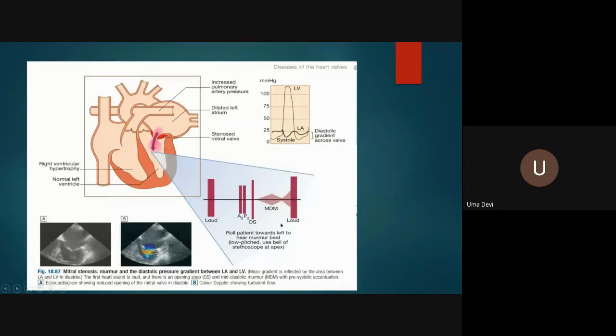It is usually best heard in the left lateral position, because since it is low pitched, you have to use the bell of the stethoscope at the apex. And here you can see the stenosed valve. This is the stenosed valve. And when you do a colored Doppler, normally it should be blue. When blue and red are mixing, there is a turbulence of the blood flow.